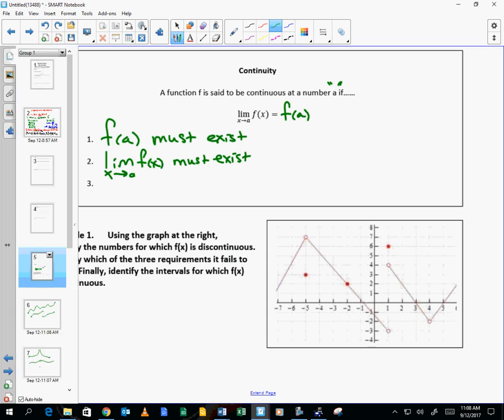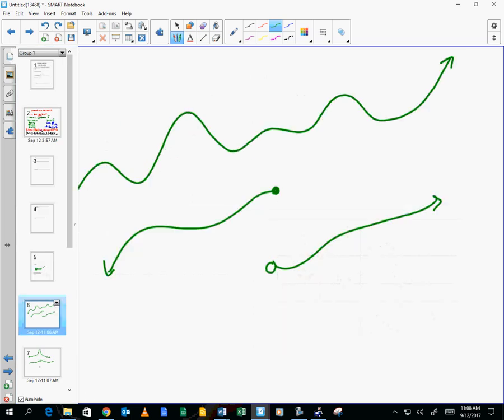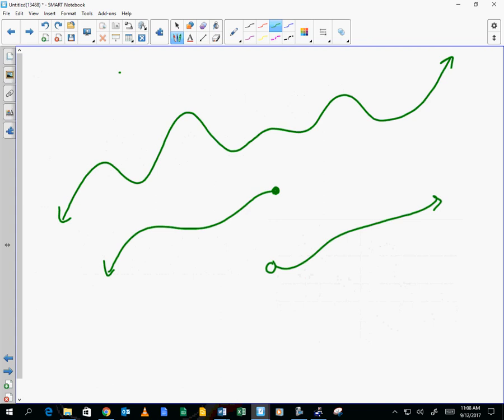So if we can back up for a second and look at these graphs here, this one's continuous everywhere. This one's not. Does the function have a value for this a value? If I plug in a, do I get an output? Yeah, it's got a closed circle. But does the limit exist? Why? Different from the left than it is from the right. And so therefore the limit does not exist. So you can see how this gives you discontinuity.